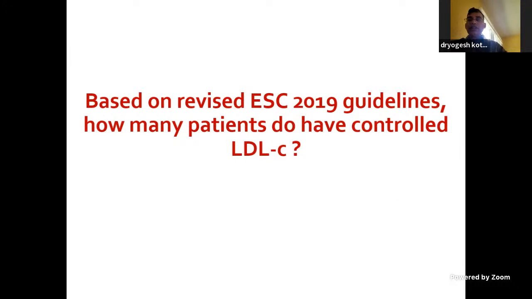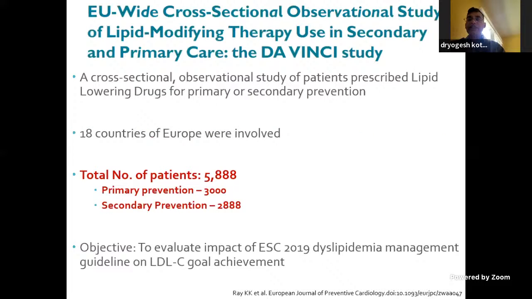So based on the revised guidelines, how do we know how many patients have controlled LDL cholesterol or have achieved the target of the ESC 2019? Next slide. So 18 countries of Europe were involved, and the total number of patients was 5,888. 3,000 were in the primary prevention arm, and another 3,000 were in the secondary prevention arm. The objective of this small DA VINCI trial was to see how much of the LDL cholesterol goal has been achieved by the patients with statin alone. Next slide.